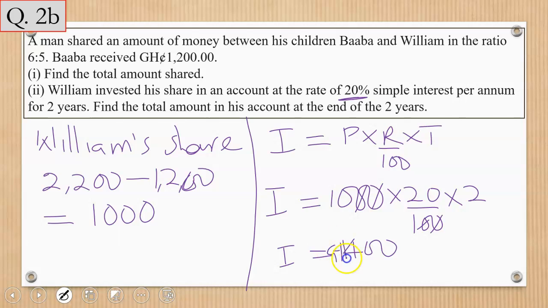And so we can say that William will make an amount of 400 cedis as interest on his principal amount of 1000. Now, the question wants us to find the total amount at the end of 2 years. Already, William has 1000 in the bank, and he has made interest of 400. So the total is going to give us 1400 Ghana cedis. You just have to introduce your unit, Ghana cedis, as well. And so 1400 becomes William's total amount at the end of the 2 years.